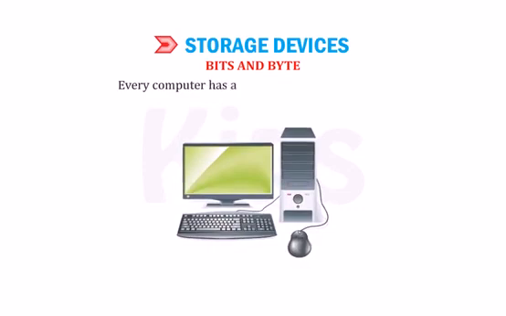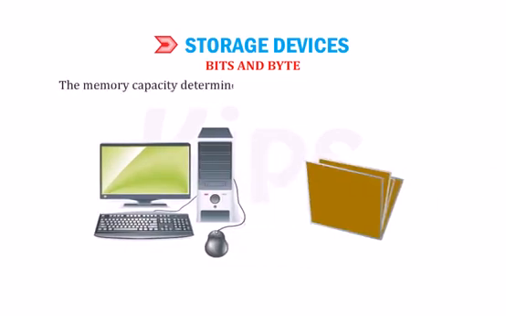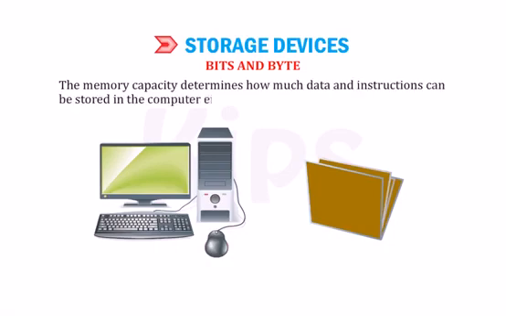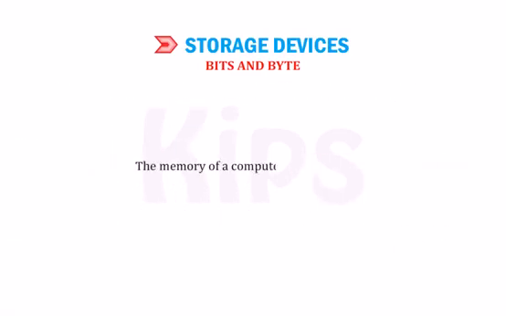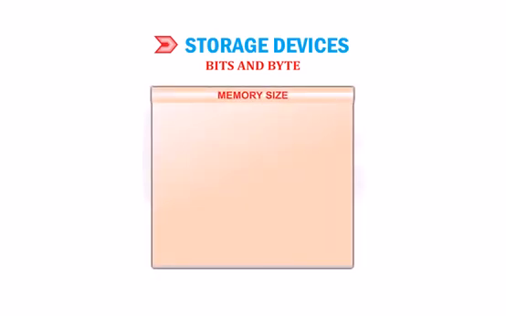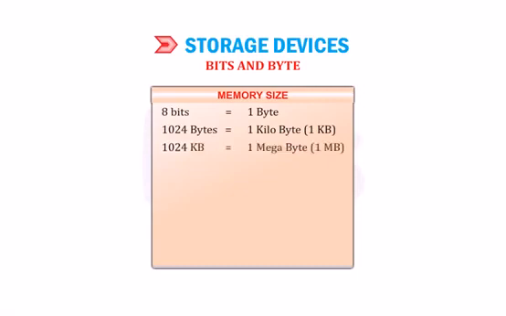Every computer has a certain amount of memory. The memory capacity determines how much data and instructions can be stored in the computer, either temporarily or permanently. The memory of a computer is of two types. Let us understand memory size. 8 bits is equal to 1 byte. 1024 bytes is equal to 1 kilobyte, 1 KB. 1024 KB is equal to 1 megabyte, 1 MB.